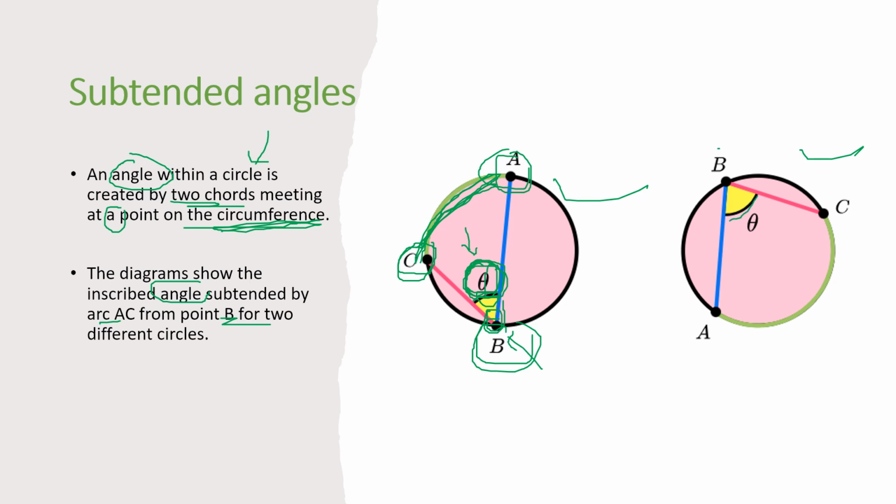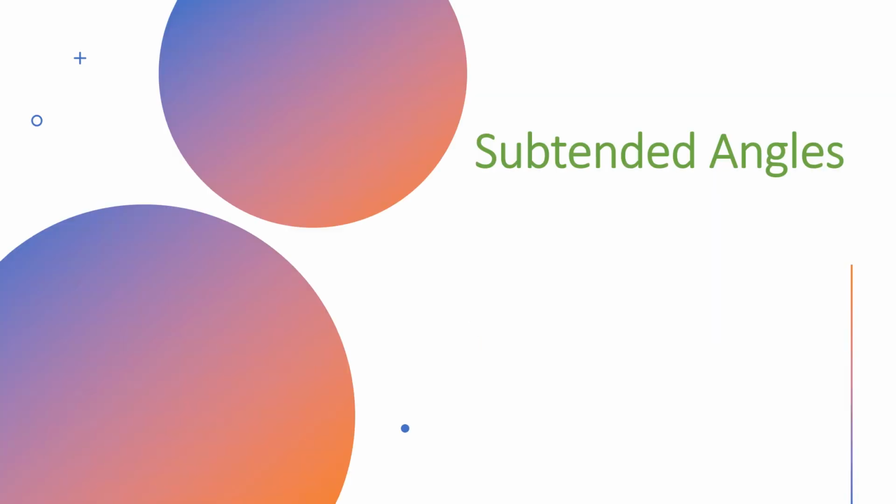Similarly here, theta is an angle subtended by this arc AC from the point B. That's all the definition of a subtended angle. Let's go for a deeper definition in the next slide. Let's go a little bit deeper here.